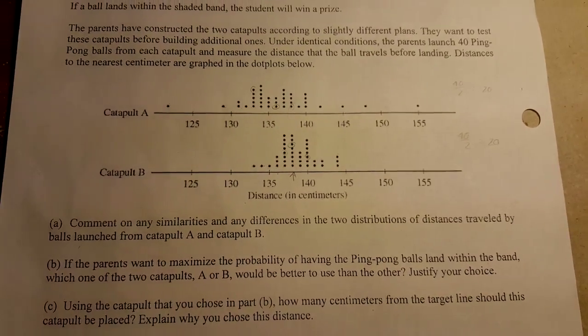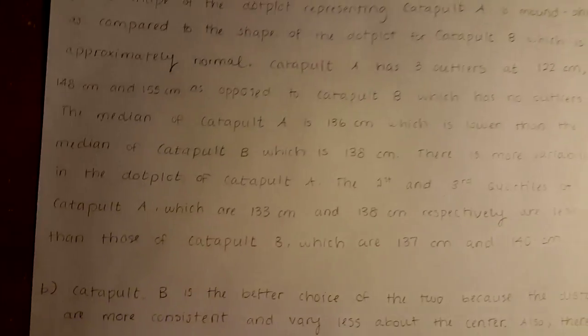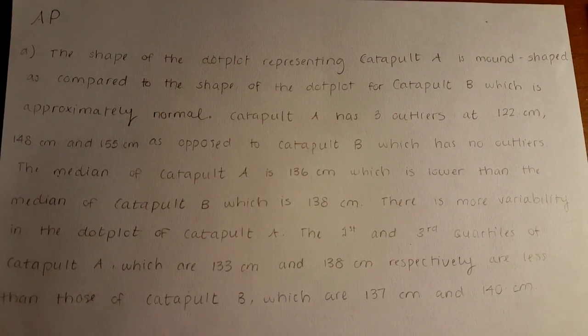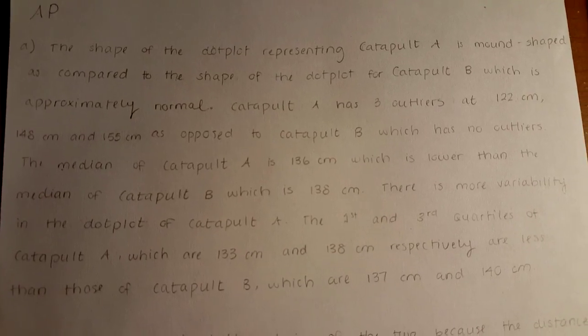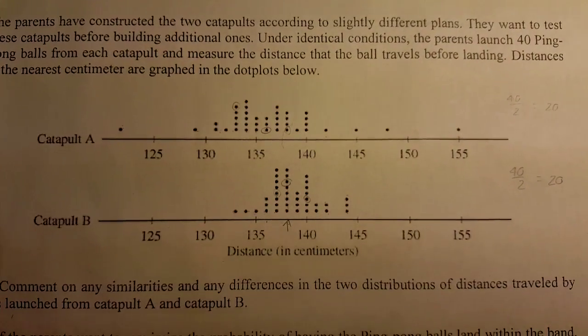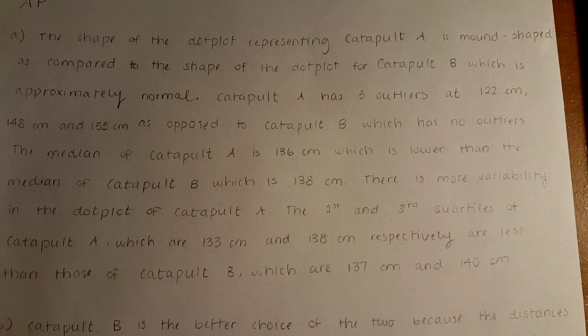You're ultimately just going to use SOCS to compare these two dot plots. So let's start with shape. The shape of the dot plot representing catapult A is mound-shaped as compared to the shape of the dot plot for catapult B, which is approximately normal. Is that true? That looks like a mound, and that looks approximately normal. That is true. And people will have different answers, so there's really not a right answer for this.